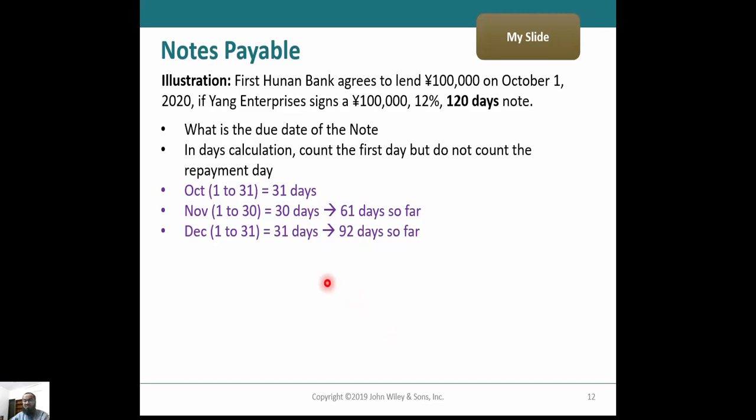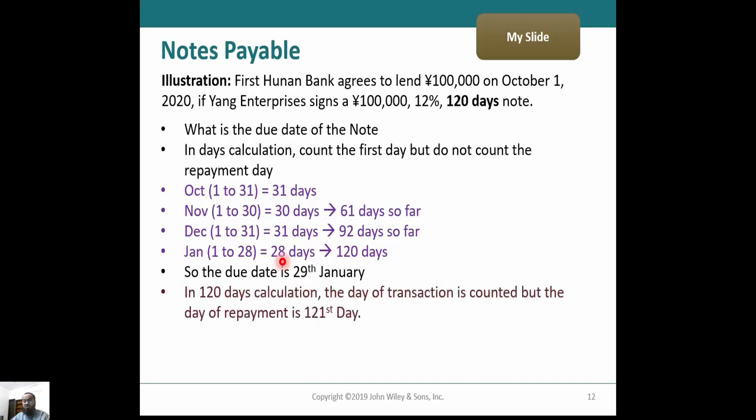So this means that when we record the interest expense on December 31, we have to record it for 92 days. And we further need 28 more days, right? So 1st January to 28th January, 28 more days will make 120. And since the 120 days have been completed on 28th January, the repayment will be made on 29th January. So 29th January will be the maturity date of the note.